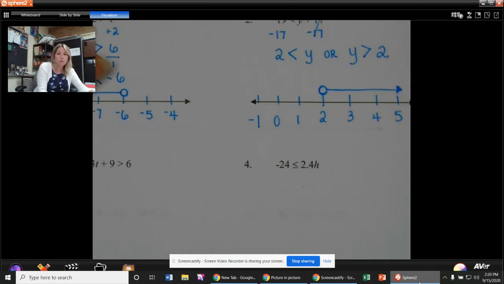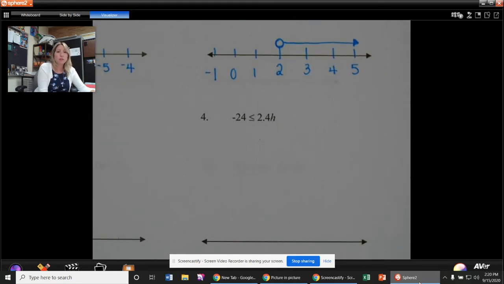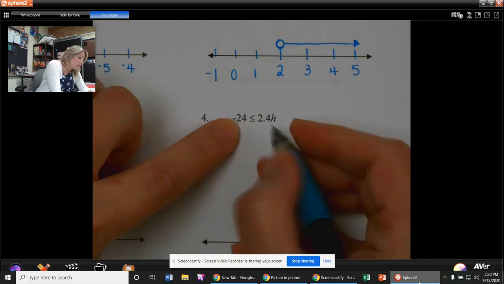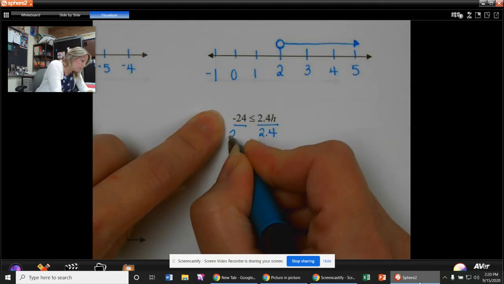Let me just do number 4. Can you have decimals involved? Of course you can. They're numbers. They're real numbers. We've talked about real numbers. We know how to use real numbers. They hold the same properties as integers, so we can do this. I'm trying to get h alone. So currently it's multiplied by 2.4. We divide both sides by 2.4.